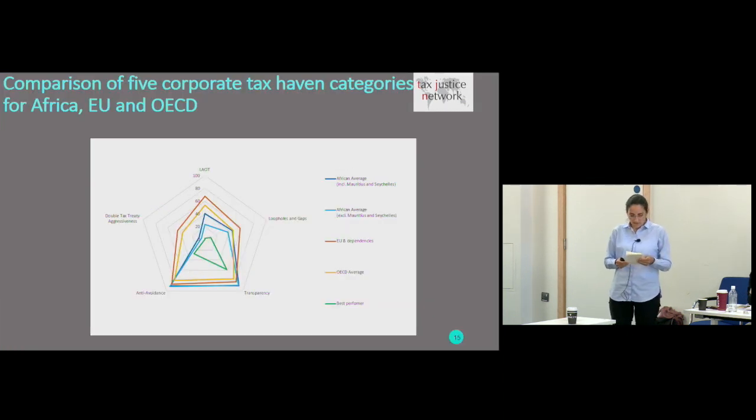So in sum, when we compare all 5 corporate tax haven categories, Europe has much work to do since it is the worst performer in 3 of 5 categories. When looking at best performance scores, we see that the greatest distance from the ideal score is in the transparency category, indicating that in this category most policy innovation is needed and or courage of first movers is needed.